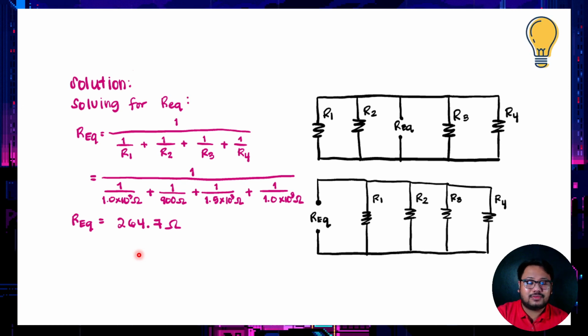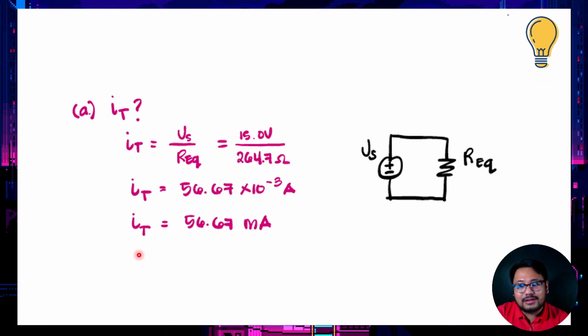So we can now easily solve for letter A. We could now bring back our voltage supply. So we now have this one, and this is just in series. We could easily make use of our Ohm's law. So IT now is just equal to Vs over Req, that is 15 volts over 264.7 ohms, giving us a total current equal to 56.67 milliamperes. This is now our answer for letter A.